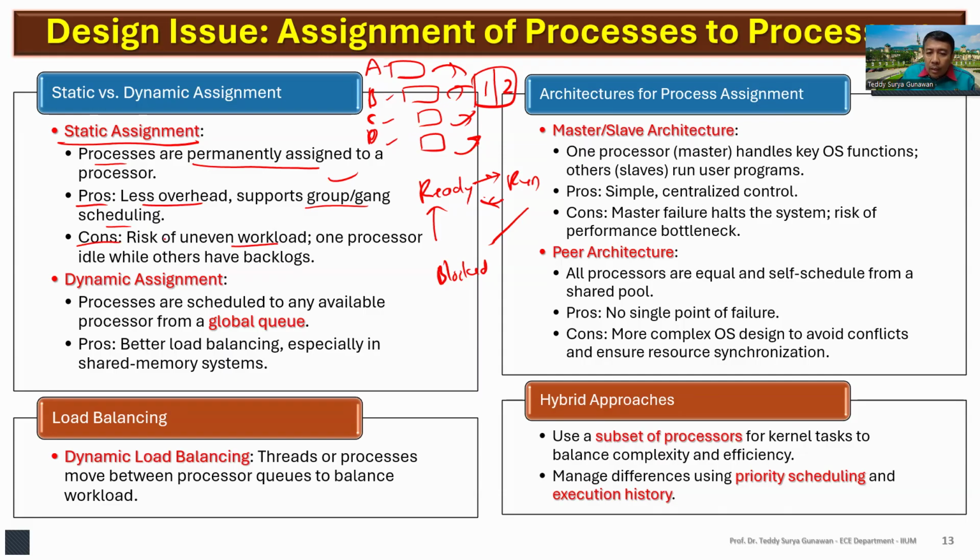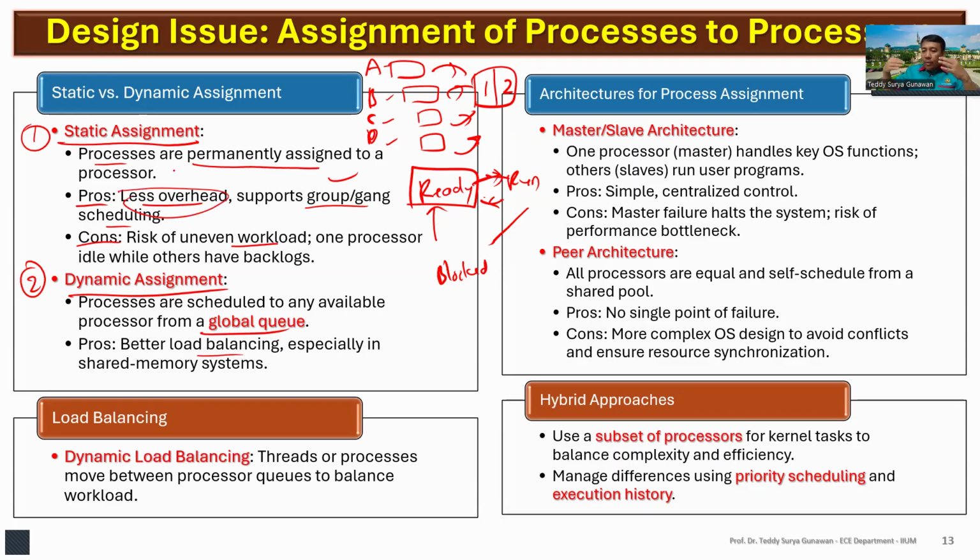The other one is dynamic assignment. Dynamic, as the name implies, means you have a global queue. You have only one ready queue, and then it decides which processor is free, which one is available. So you get better load balancing, but there will be more overhead.